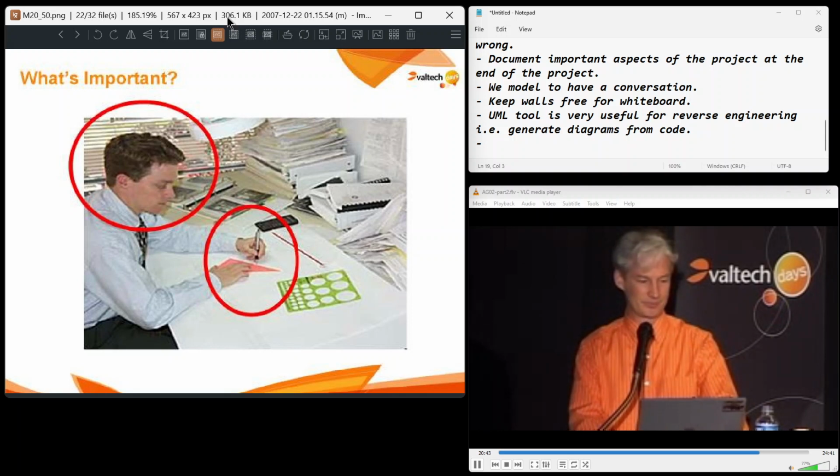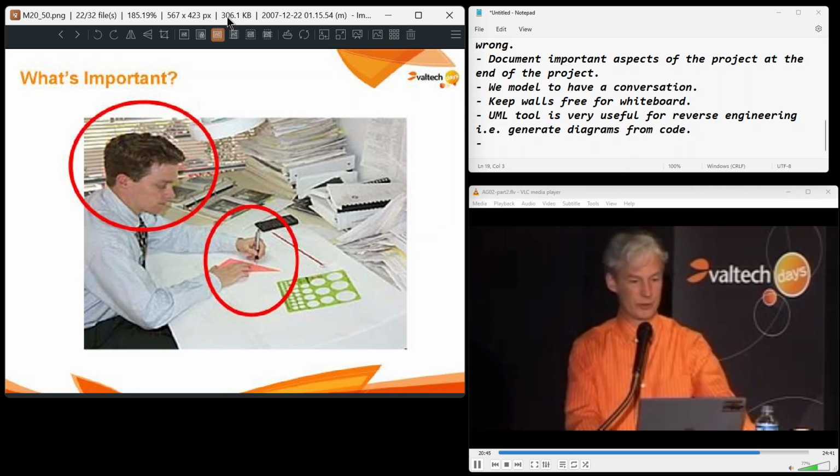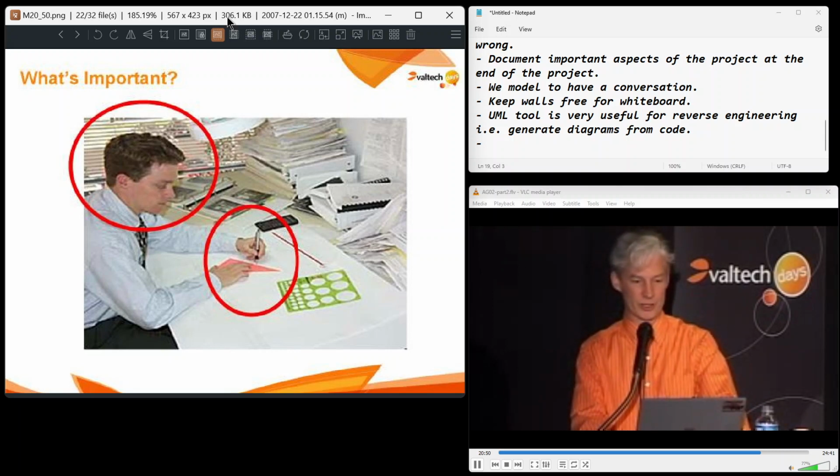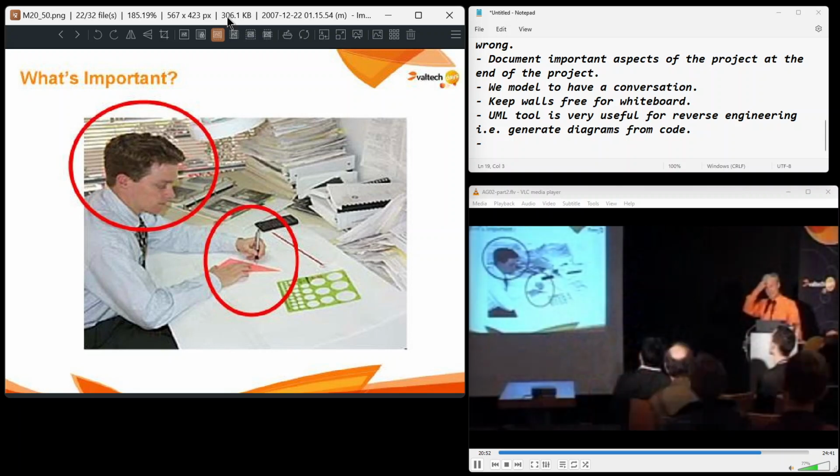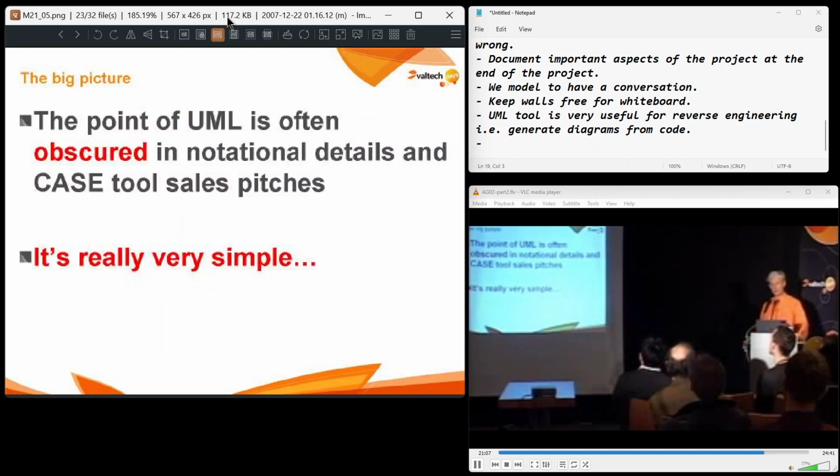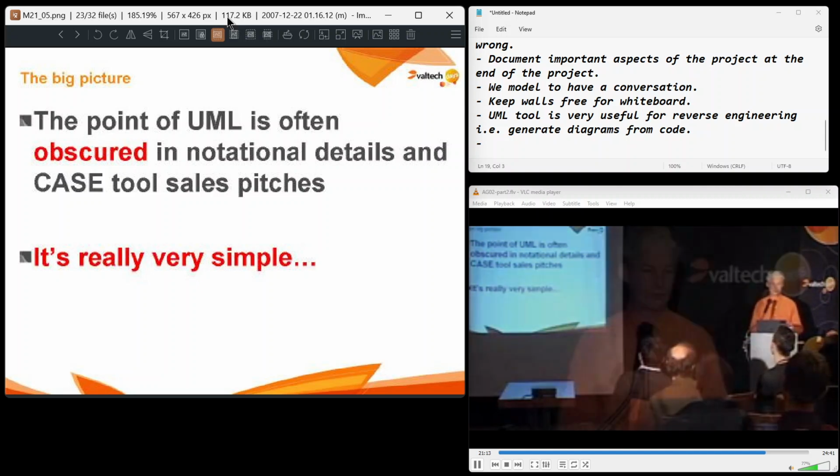I think I'll skip that. I'm going to wrap up with a few comments and then leave a little bit of time for a few questions. So, as I've stressed about the UML, what's important is not notation and diagramming details, but the intellectual skills of how to design low coupling, high cohesion design patterns. And the point of the UML is often obscured in case tool sales pitches, silicon snake oil like MDA, and so on and so forth.